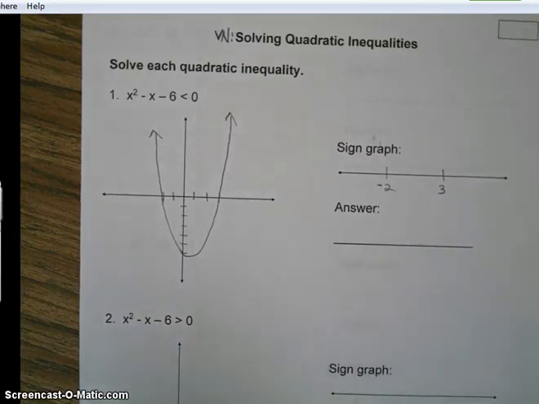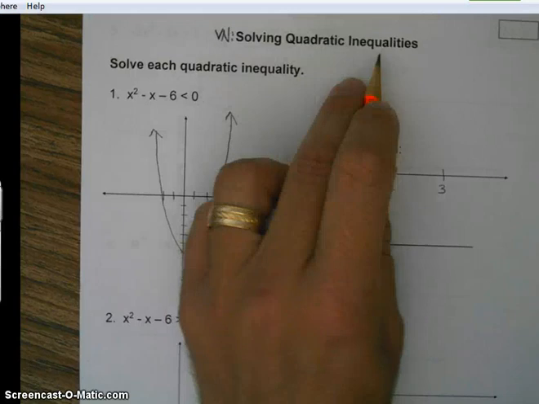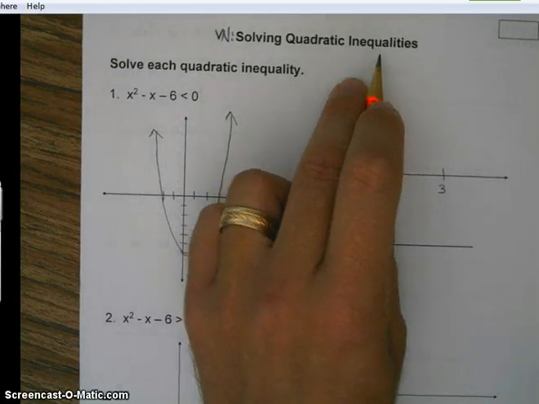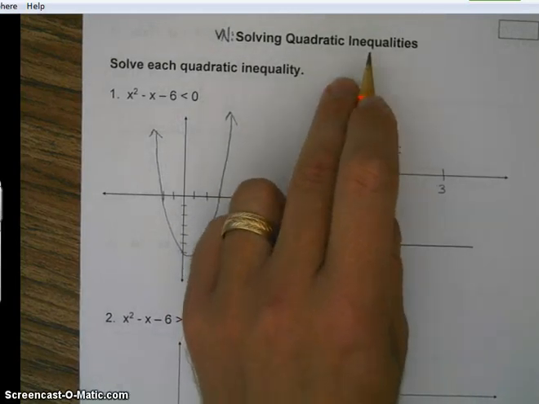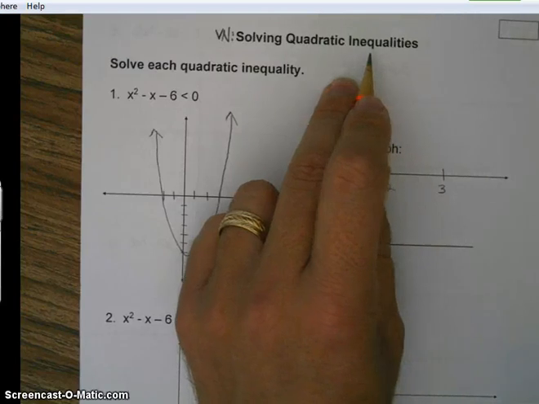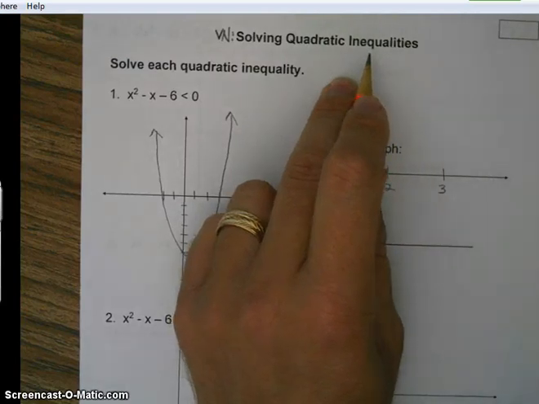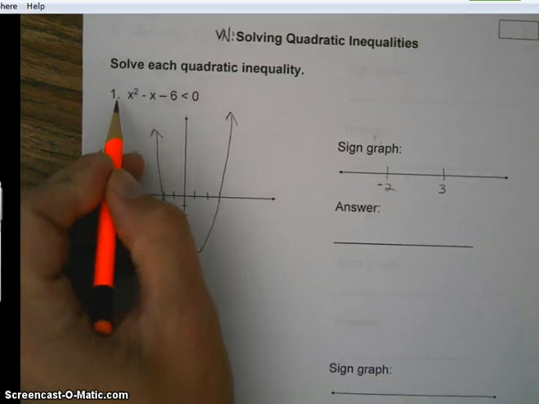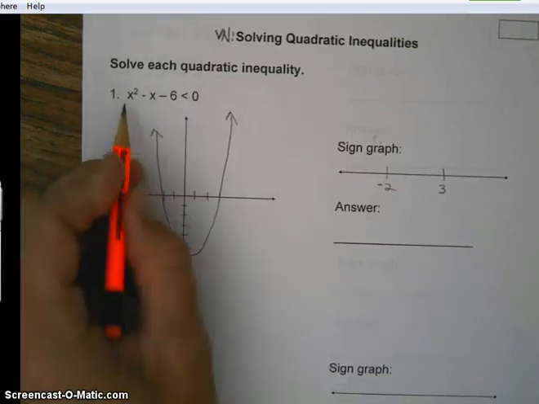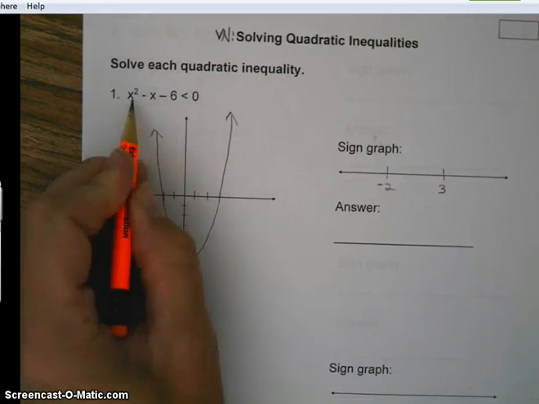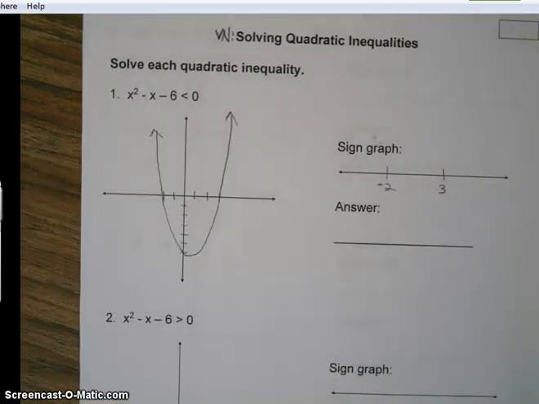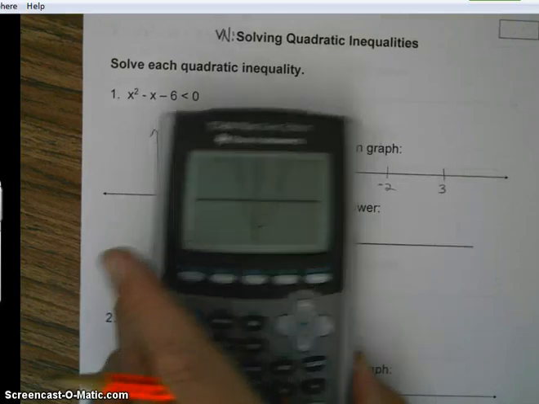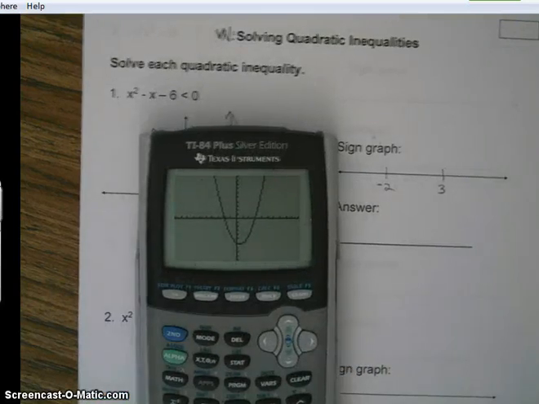Okay, guys, we're going to solve quadratic inequalities. So remember, when we're dealing with inequalities, we are going to be shading, okay? So let's start off with number one. What I did here is I plugged this into my calculator, and my calculator gave me my graph.